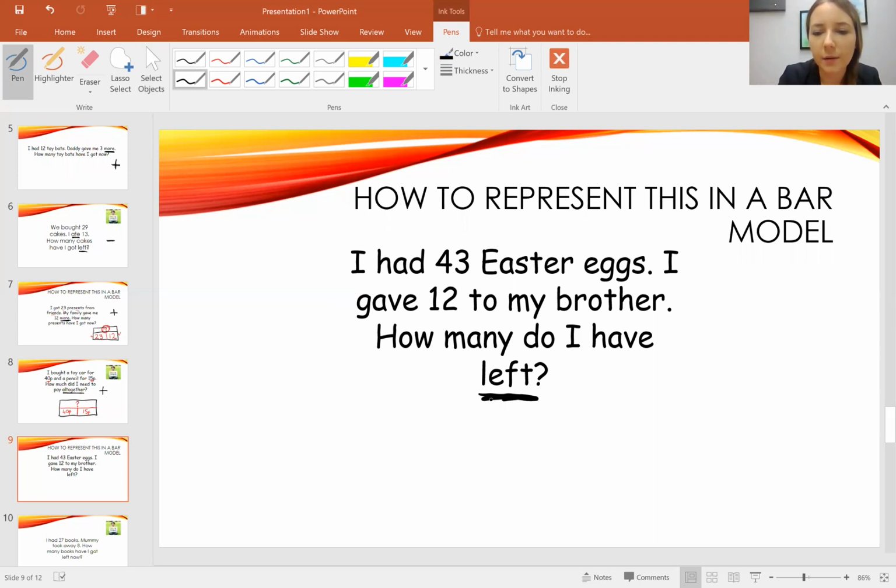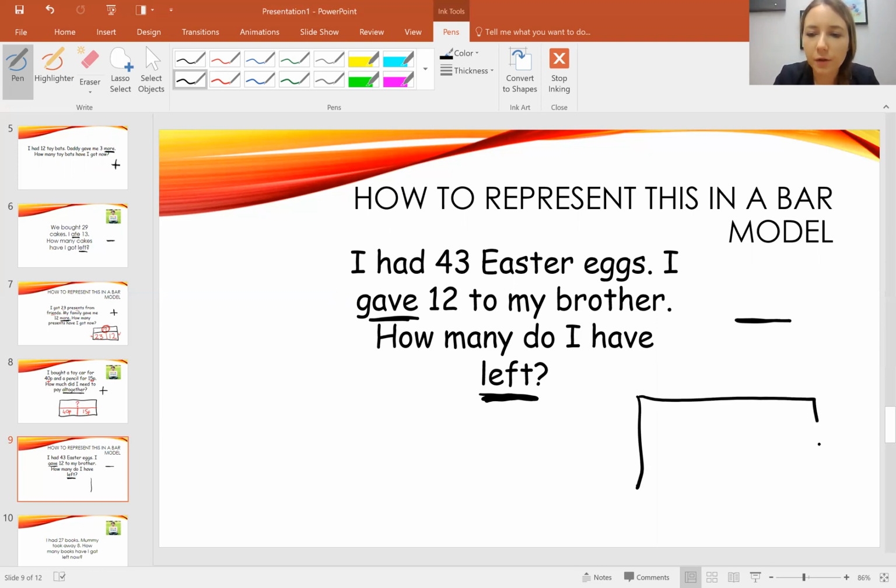Well done. It's the word left that tells us, and also the word gave. I gave. That means I have given an amount away. So we know that it is subtraction. Now let's have a look at how to represent that in a bar model.